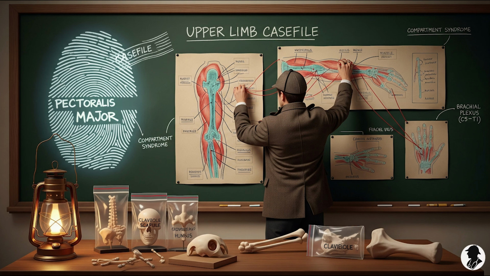Which makes it pretty stable, right? Dislocation is rare. Very rare, usually requires significant trauma. Okay. Then, out laterally, we have the acromioclavicular AC joint. This connects the lateral end of the clavicle to the acromion of the scapula. It's a synovial plane joint, allows gliding movements.